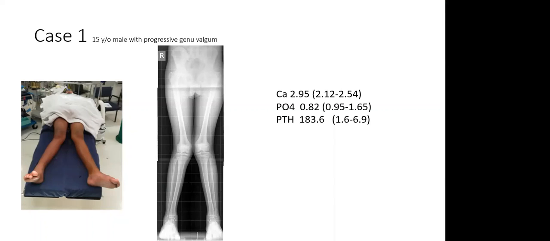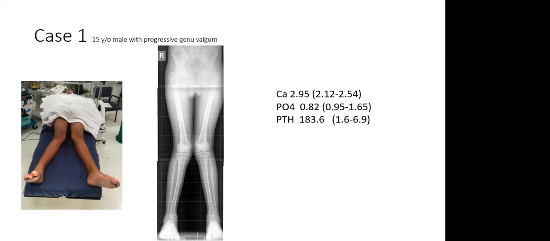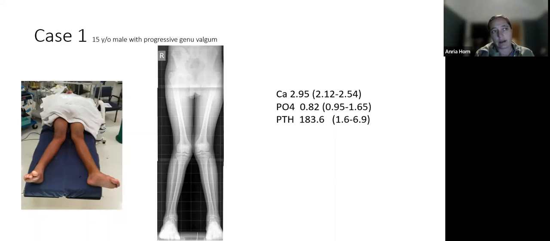The calcium is high, phosphate low, PTH excessively high. I think this is hypophosphatemic rickets. You want me to describe X-rays, Dr. Horn? No, I wanted you to look at the blood results. This patient has a marginally increased calcium, but a very high parathyroid hormone. So is this primary or secondary hyperparathyroidism?